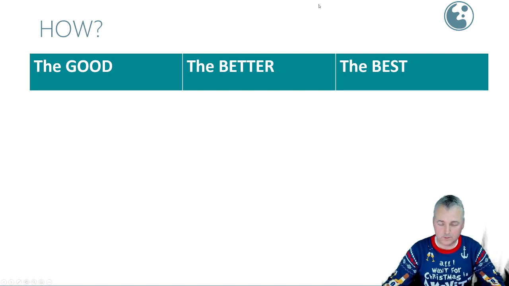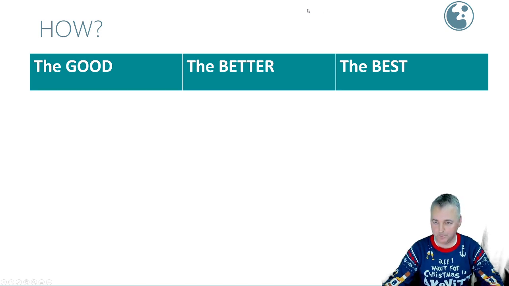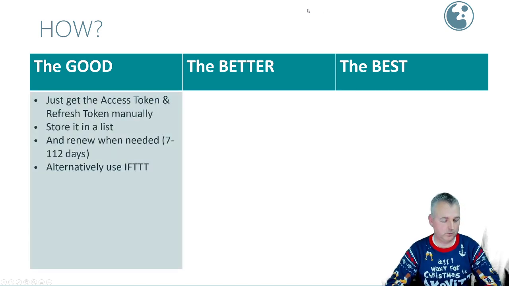So how did I do it? Well, I explored some different alternatives when I decided I wanted to do this in Power Platform. The good solution, acceptable for many, will just be to get the access token and refresh token from the remote API and just store that in a list, for example in your personal space, in your team, or in a list in SharePoint Online. And then you can renew that when needed.